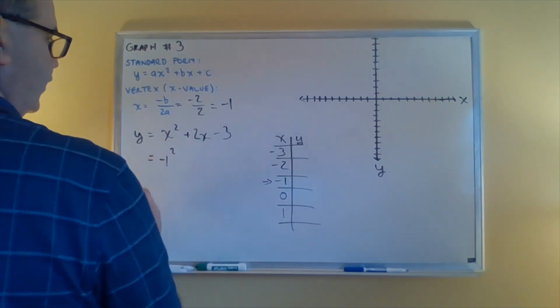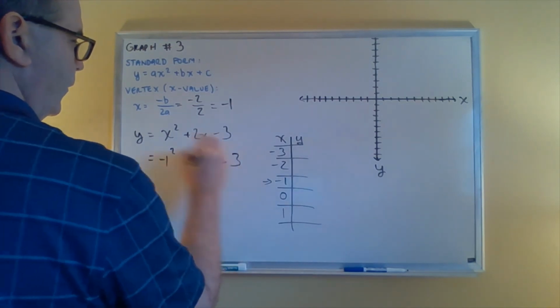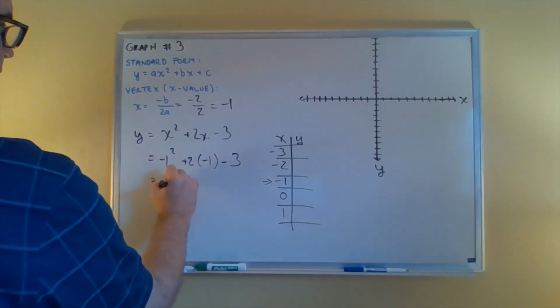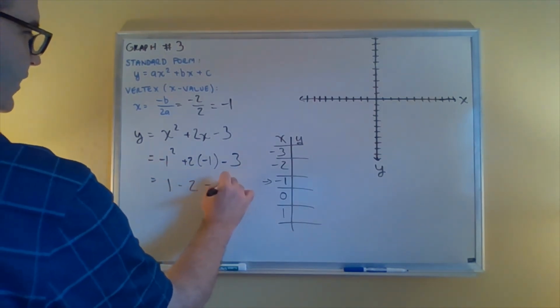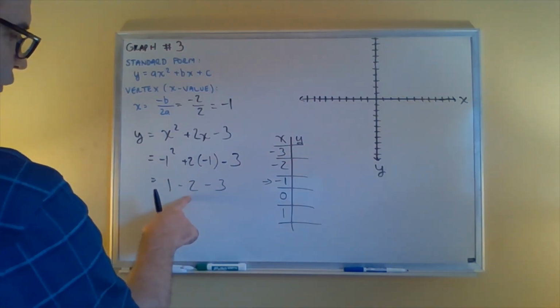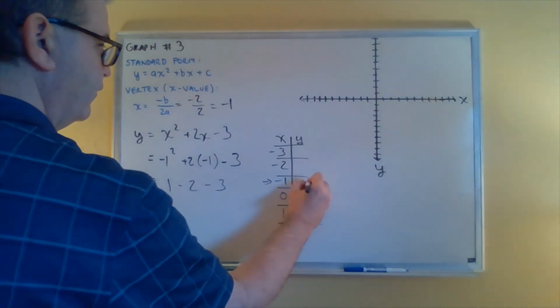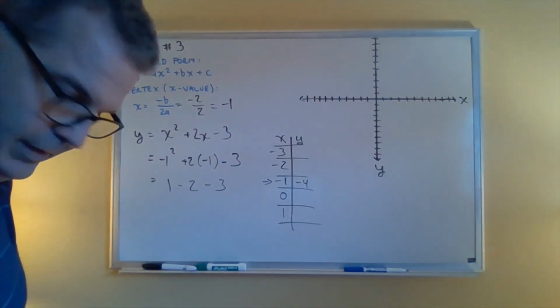So we'll get negative 1 squared plus 2 times negative 1 minus 3. Well, negative 1 squared is 1. 2 times negative 1 is a negative 2, and we'll be subtracting 3. So 1 minus 2 is a negative 1. Negative 1 minus 3 gives me negative 4. So when x is negative 1, y is negative 4.